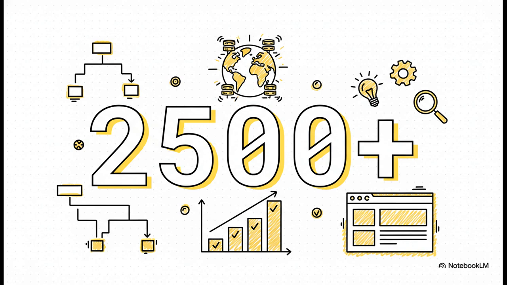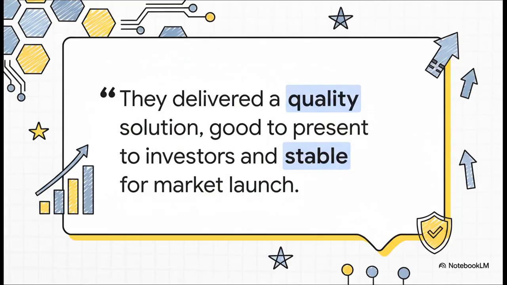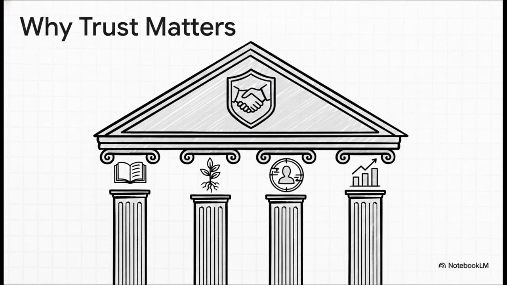That's not just a number on a page. That tells a story of thousands of problems solved and a really deep understanding of what actually works in the real world. But numbers only tell you part of the story. Real trust comes from real results for real people. Take this quote from a CEO named Jason. He doesn't just say, hey, the code was good. He says the solution was good enough to present to investors. That's a huge business outcome, not just a technical one. That's what really matters. So let's tie it all together.